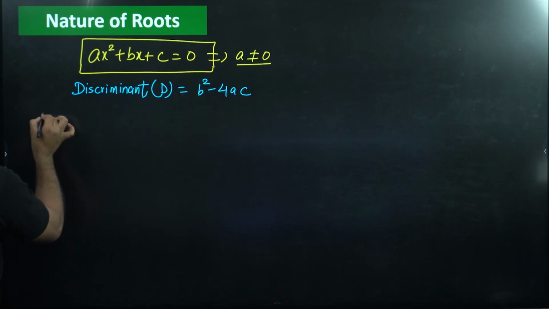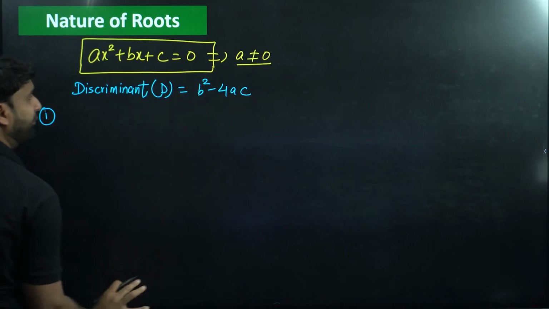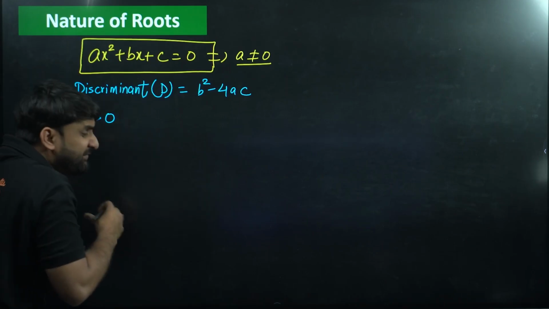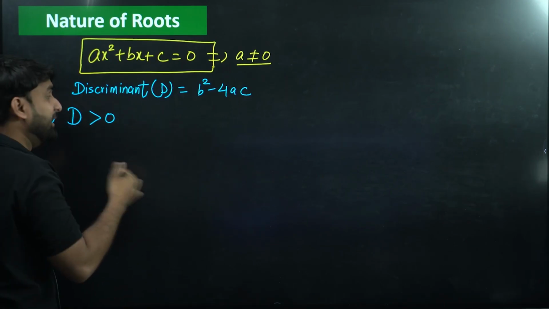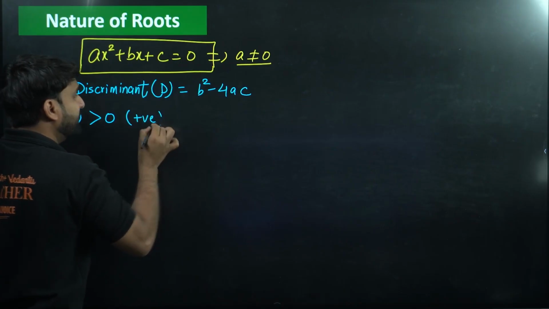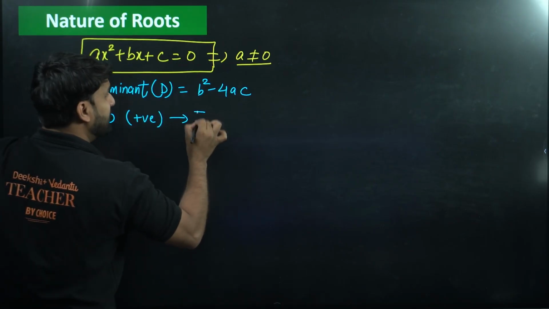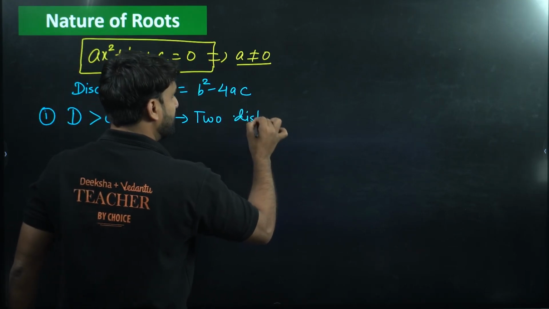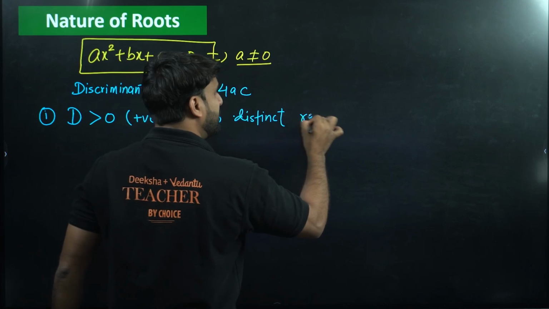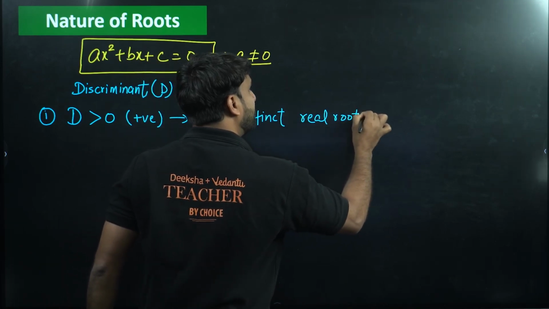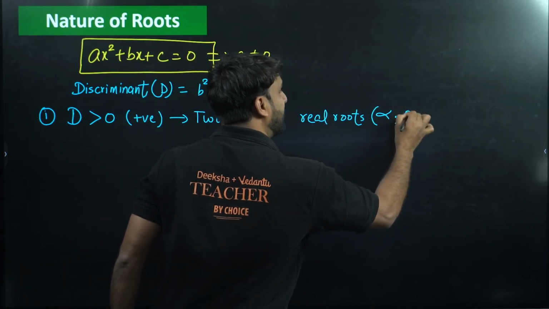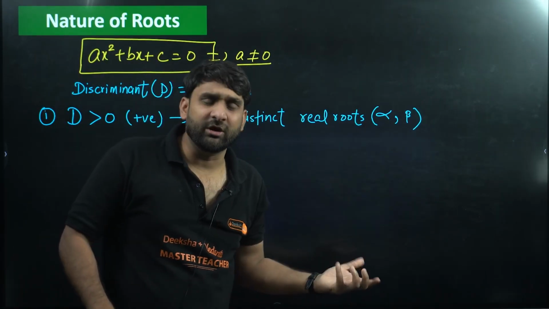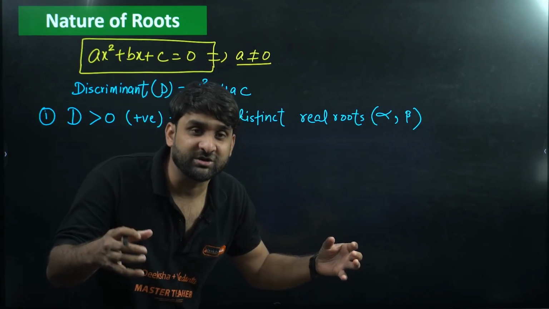The first situation is when you have calculated the value of D and D came as greater than 0. If the value of D is greater than 0, it implies that D is positive. If D is positive, it indicates that there will be two distinct real roots. Distinct means both the roots will be different from each other. Alpha and beta, both the roots will be different from each other. Alpha may be -2, beta may be 3, whatever. Both alpha and beta will be different from each other, and that is called distinct.